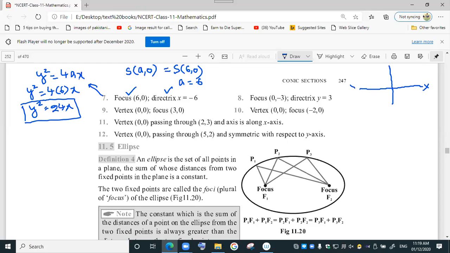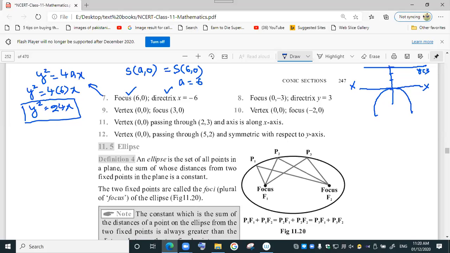Equation of x-axis is y is equal to 0. Y is equal to 3 means 1, 2, 3. This directrix will be here. When directrix is here, y is equal to 3, then obviously the parabola will be on the opposite side. This parabola will be this one.